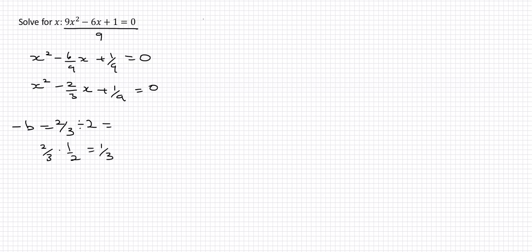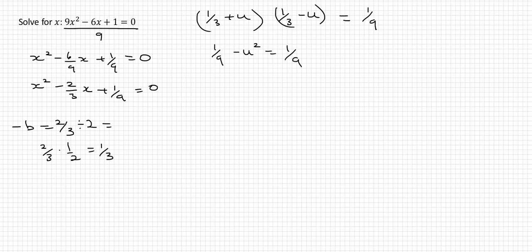So now our expression is going to be 1 over 3 plus u, 1 over 3 minus u. And then we're going to multiply this together to give us 1 over 9. So this is going to give us 1 over 9 minus u squared equal to 1 over 9. So what do we do next? We add u squared to both sides. So 1 over 9 equal to 1 over 9 plus u squared. We can subtract 1 over 9 from both sides.